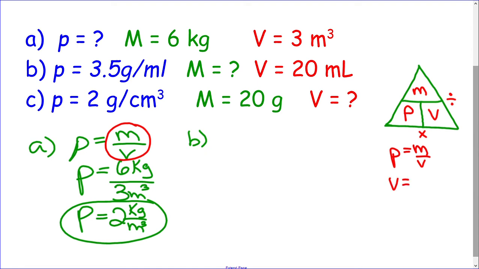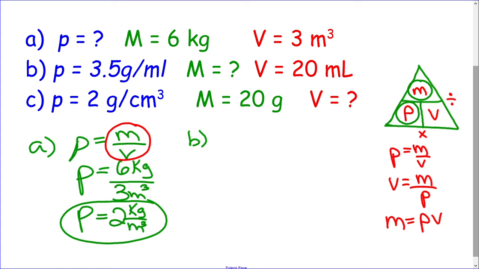I can figure out another one. Volume is equal to, and if I look at volume and the other two letters left, I can see mass is on the top and density is on the bottom. Then if I want to solve for m, it's the two of them on the bottom, and that vertical line means multiply. So it's really just density times volume. I can use that triangle to rearrange for any equation.